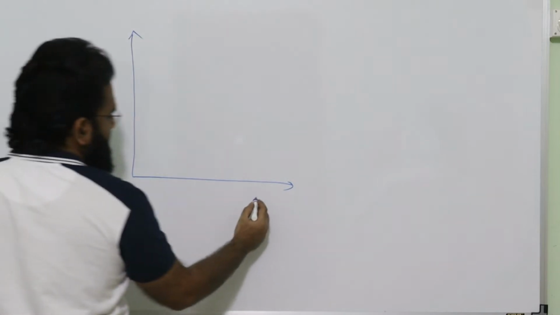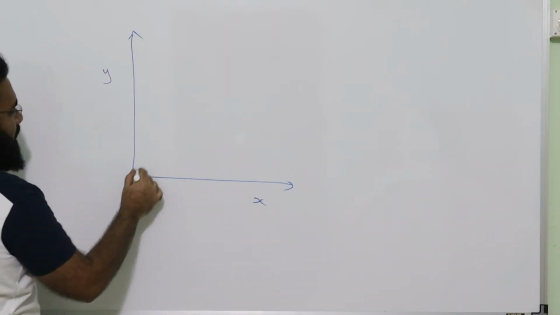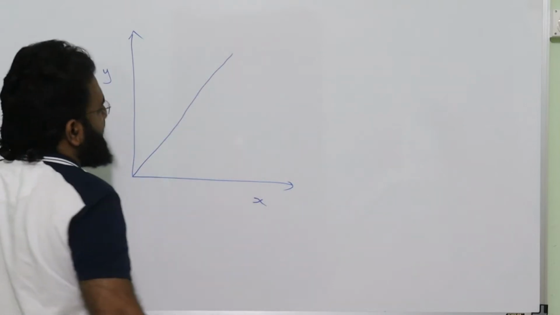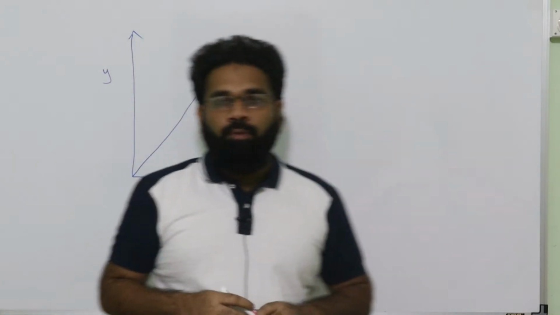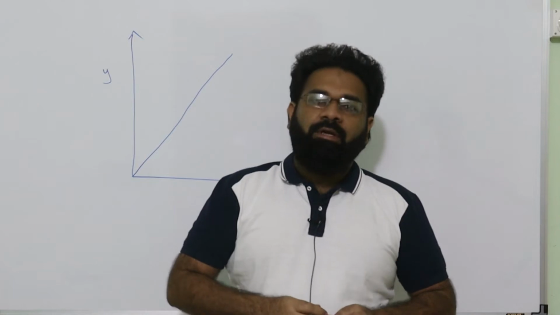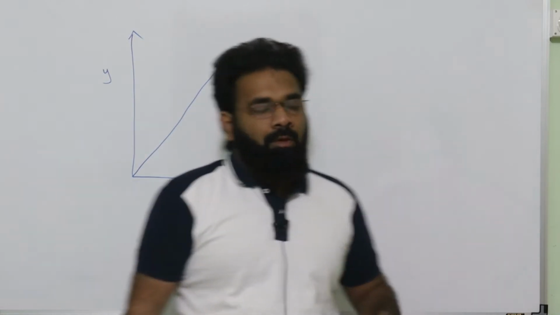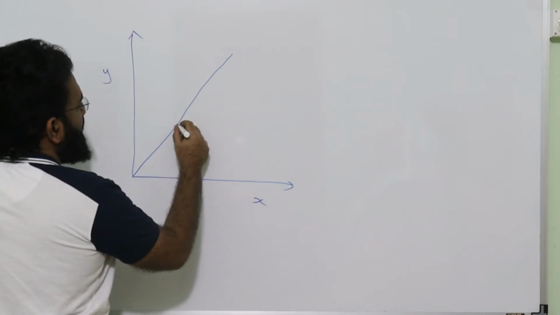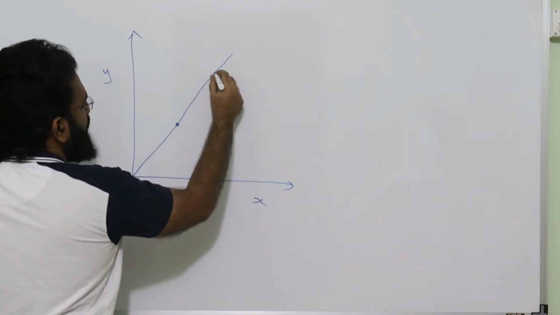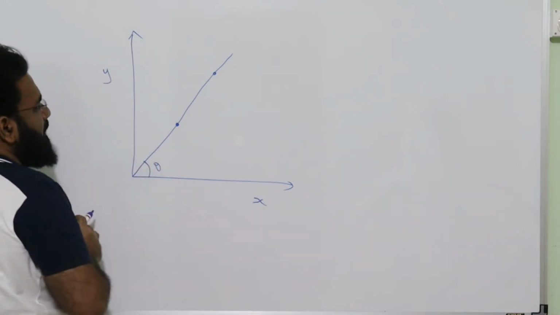Now suppose this is the x-axis and y-axis. If we draw a line like this, how did you study slope? You have studied slope in your 10th class also. If you don't remember, I will tell you. Suppose we take two points, and the angle here is theta.